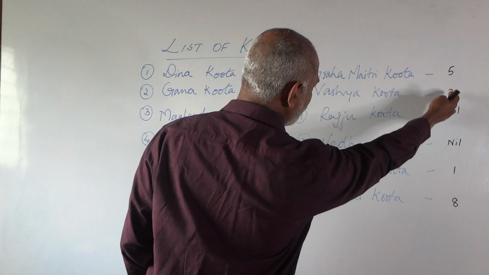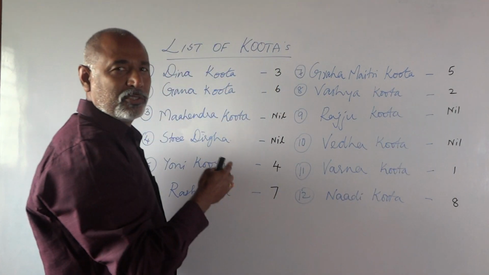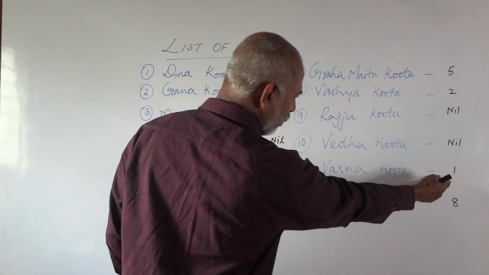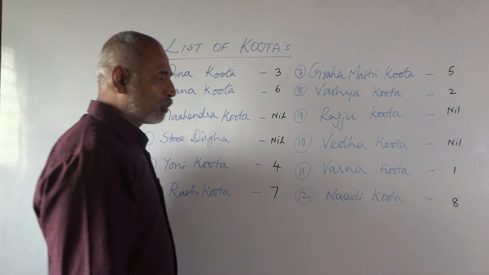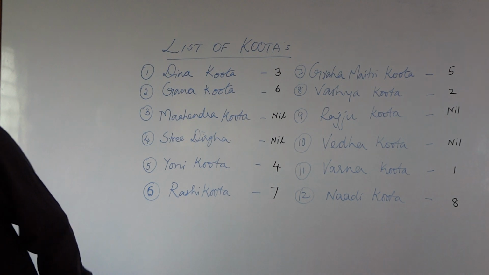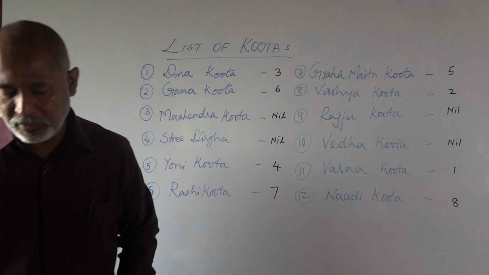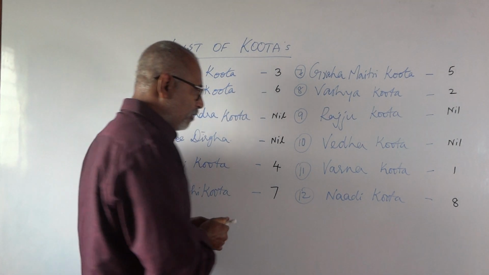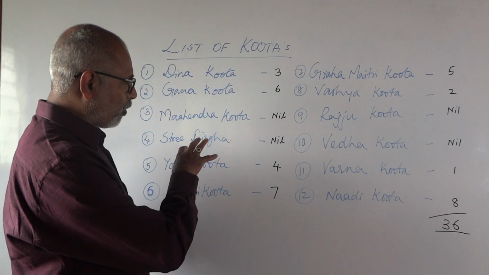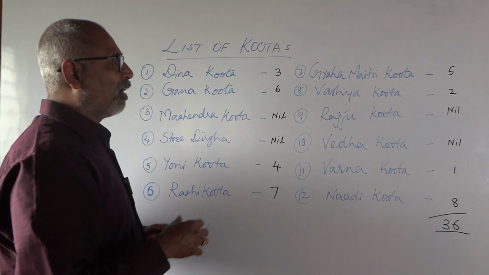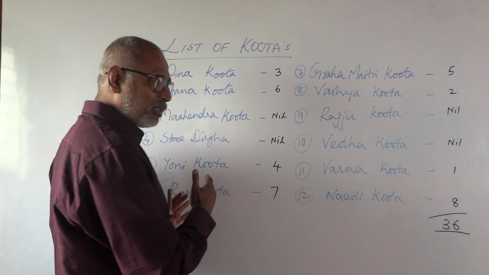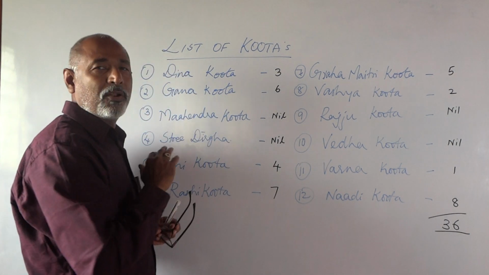Rajju Koota, they get 5, 2, and here the points are not allotted, but it is just to know whether they agree or not. So Vedha, Varna, you get 1, and Nadi Koota, you get 8. So totally we get 36 points. We are supposed to know how many points a particular matching will gain. Only after that will we understand whether the traditional matching, at the first level, can pass or not.